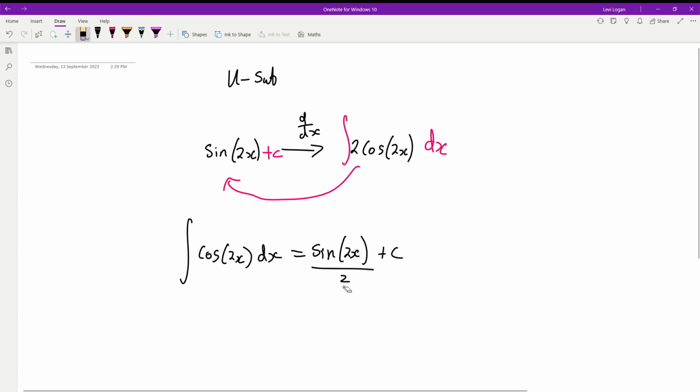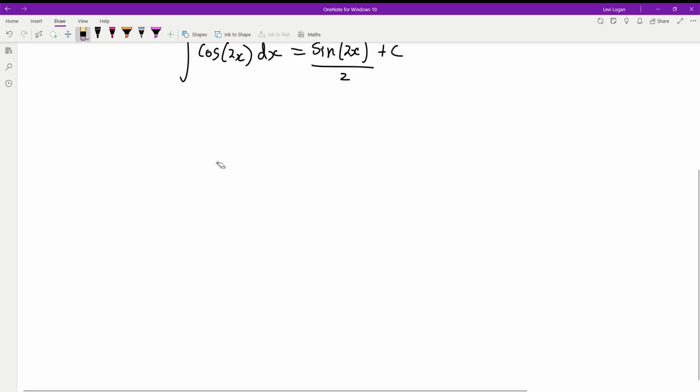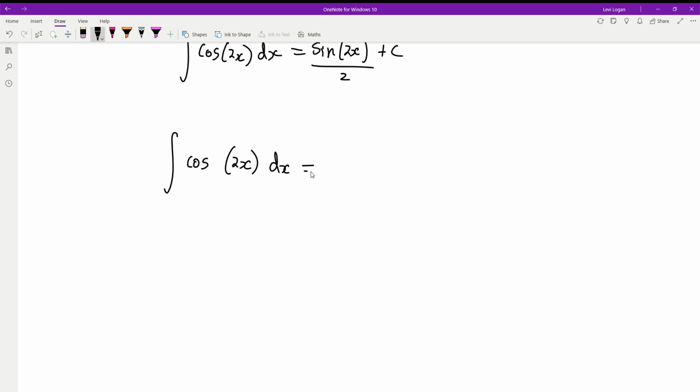But how do you know it's its answer all the time rather than just remembering it? Well, this is where U-sub comes in. So let's consider this example again. So the integral of cos 2x dx, and let's say we don't remember to divide by the 2. What we can do is pretty much identify our inside function. So this is our inside function, and we let that equal u. Okay, so u is 2x.